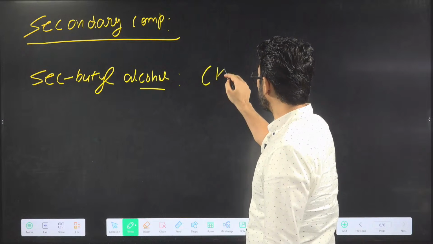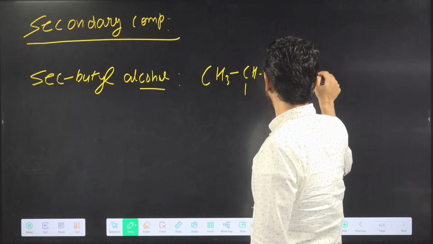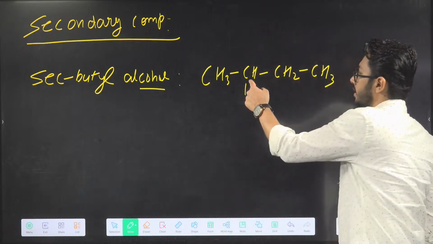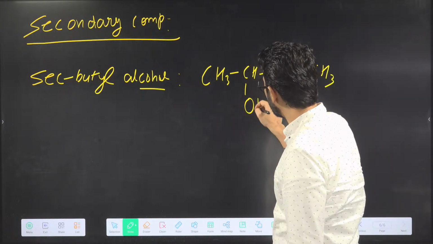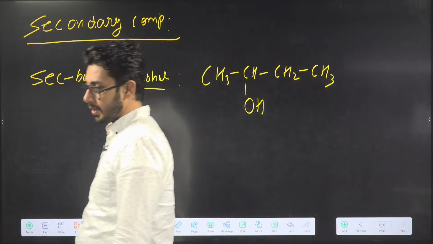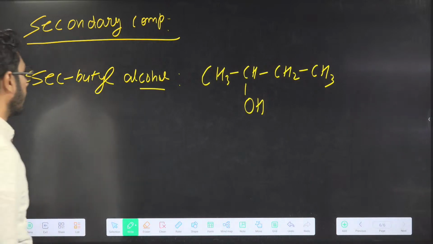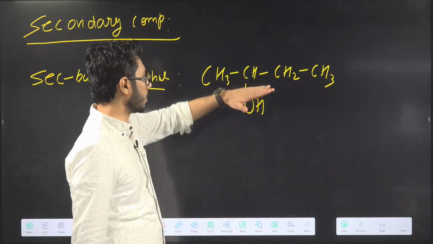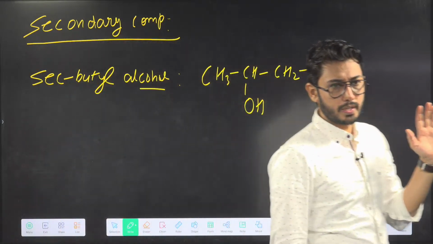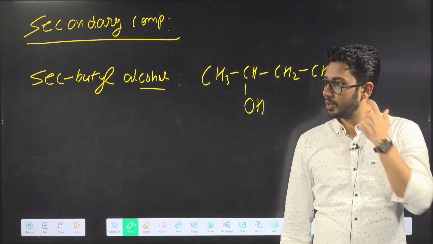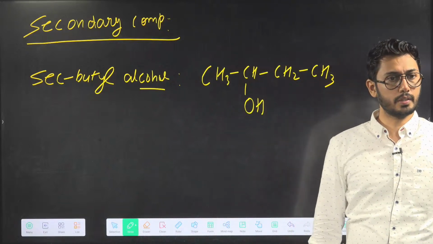So when you write the structure: CH3CH, CH2CH, on any side CH2, it is the secondary carbon. With the secondary carbon you will get the OH group here. This is the meaning of sec butyl alcohol. Whatever group is there will be bonded to the secondary carbon, that's the significance. Beyond it, no such example is given in the NCERT. So that is the point: sec butyl alcohol, sec butyl chloride.